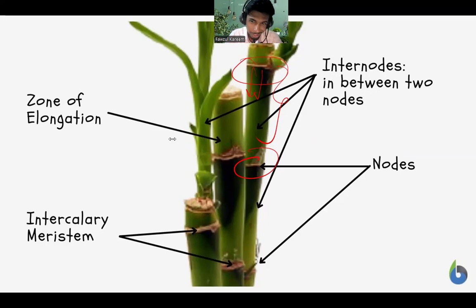There are some old students. We want to, Mahadi. Right. Turn on the mic and you can explain what intercalary meristem is. Mr. Bugatti, can you explain?